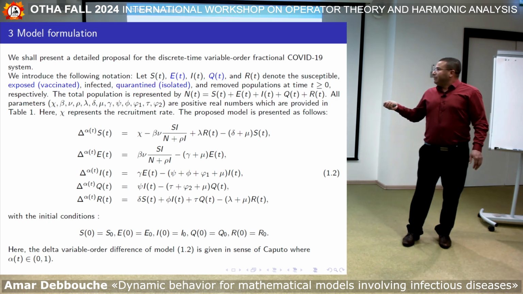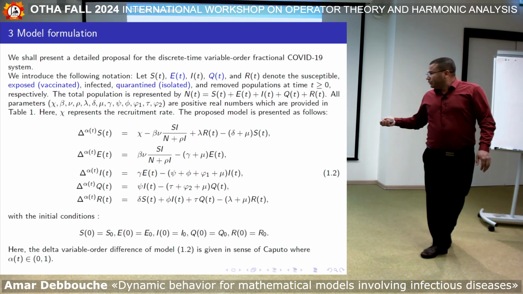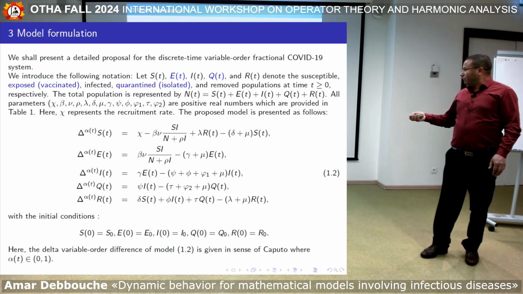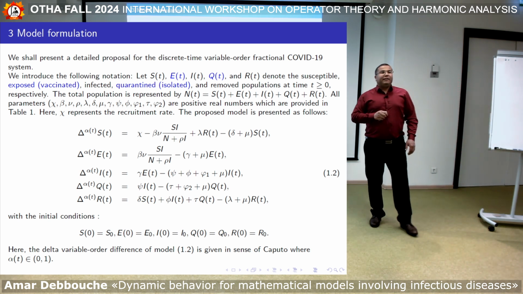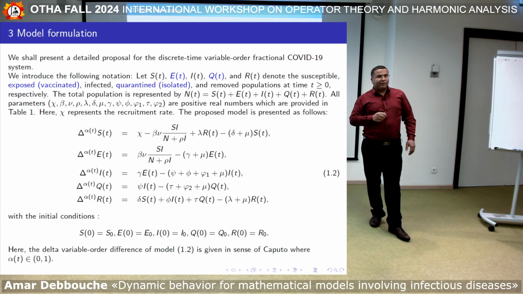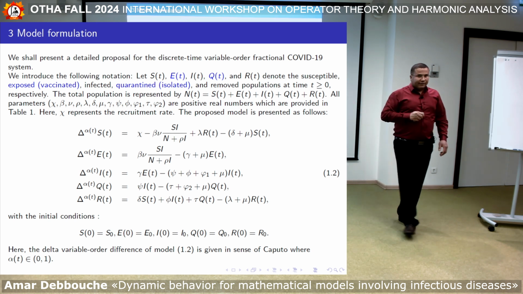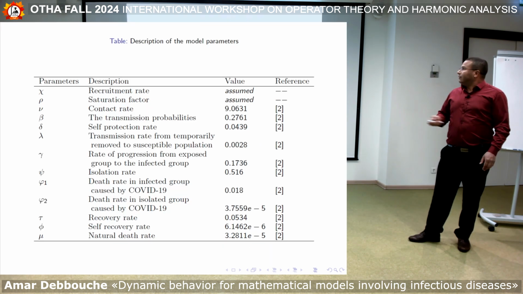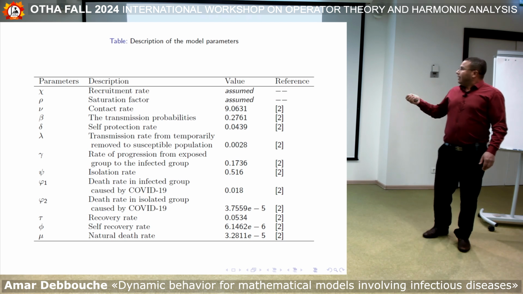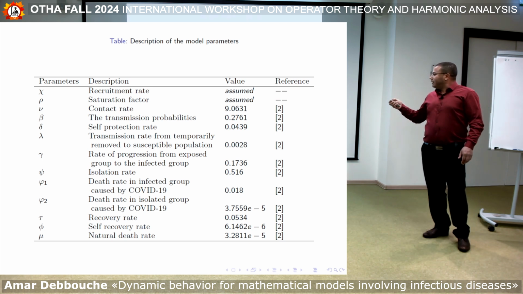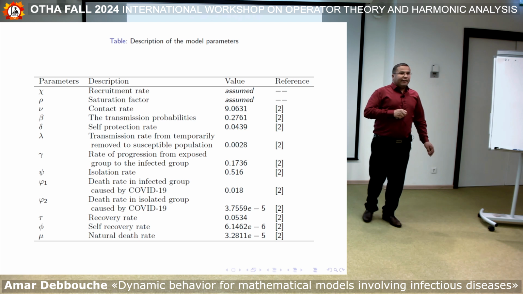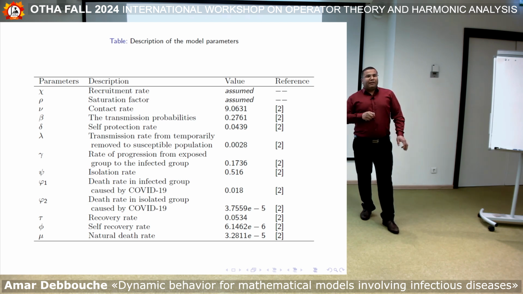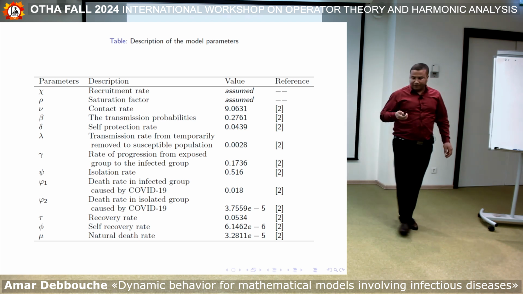Okay, here we mean by delta alpha the delta variable order difference of our model in the Caputo sense, where alpha of t takes values in the open interval (0, 1). And our parameters are described in this table. Some of them are assumed and others taken from the World Health Organization.